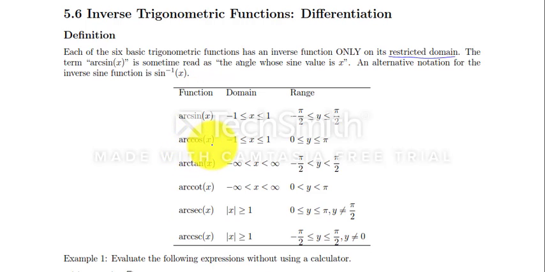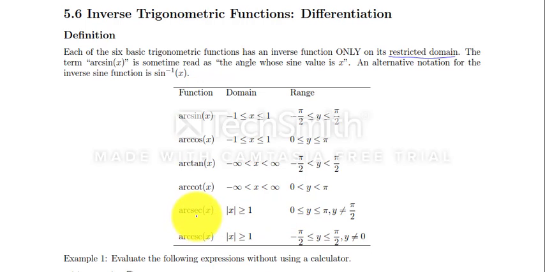Similarly, for arc cosine of x, the domain is -1 to 1, and the range, notice the difference, is from 0 to pi. Arctangent of x has a domain from -infinity to infinity, and a range from -π/2 to π/2. Again, notice the similarity right here. And the arc cotangent of x has -infinity to infinity as domain, and the range is from 0 to pi.